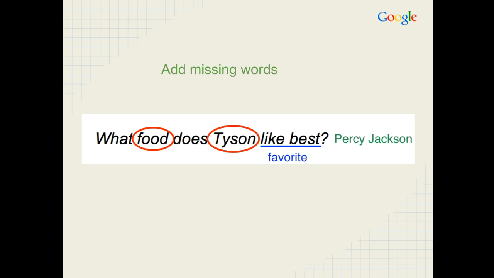And we're going to add missing words. Google or any other search engine might not know who Tyson is, or there might be other Tysons that it gives you results on. So we want to add in the words Percy Jackson to our query so that it knows we're looking for Tyson from the Percy Jackson books. And then we're going to ignore or cross out unnecessary words. So what, does, and the question mark. You don't have to cross them out. You can just ignore them if you want.